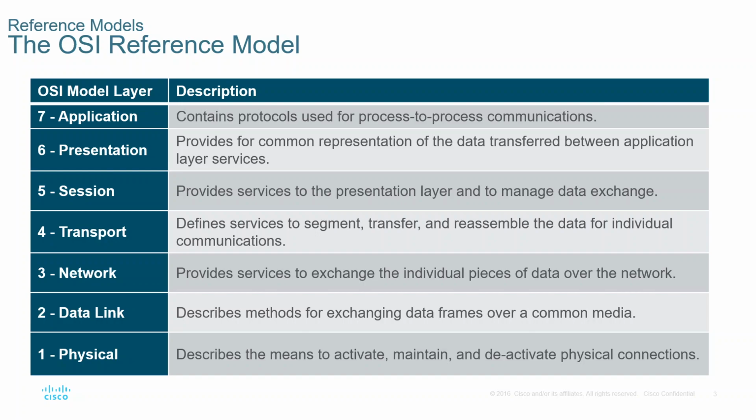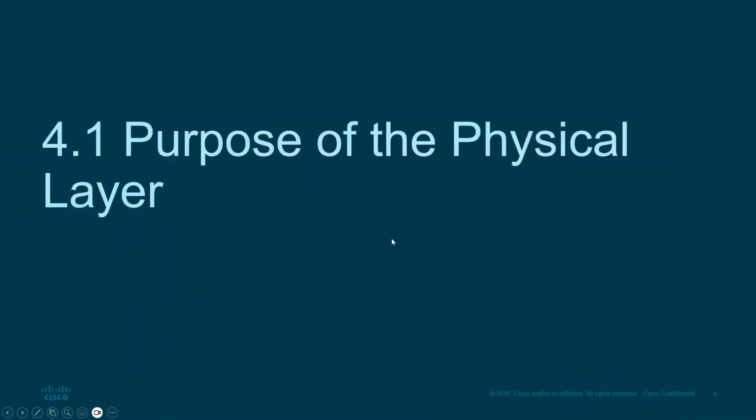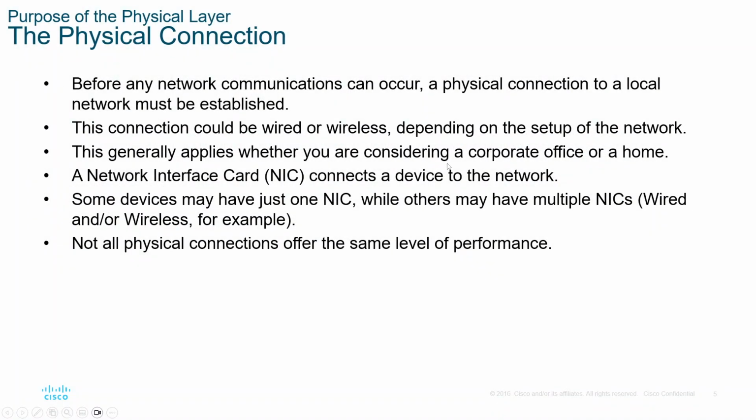So the physical layer is easier to understand. Anything that is physical, physical connection, cable, ports, connectors, right? Okay, so we'll talk about the physical layer. The purpose of the physical layer is to create a physical connection between two devices, and it does that by using either cable, different types of cables, and also wireless signals.